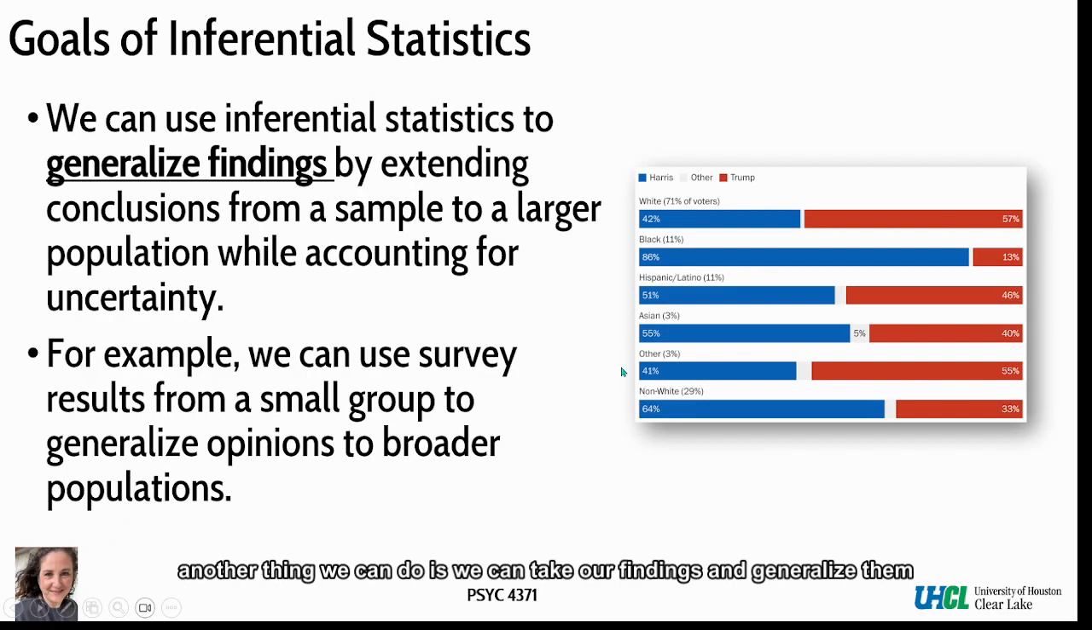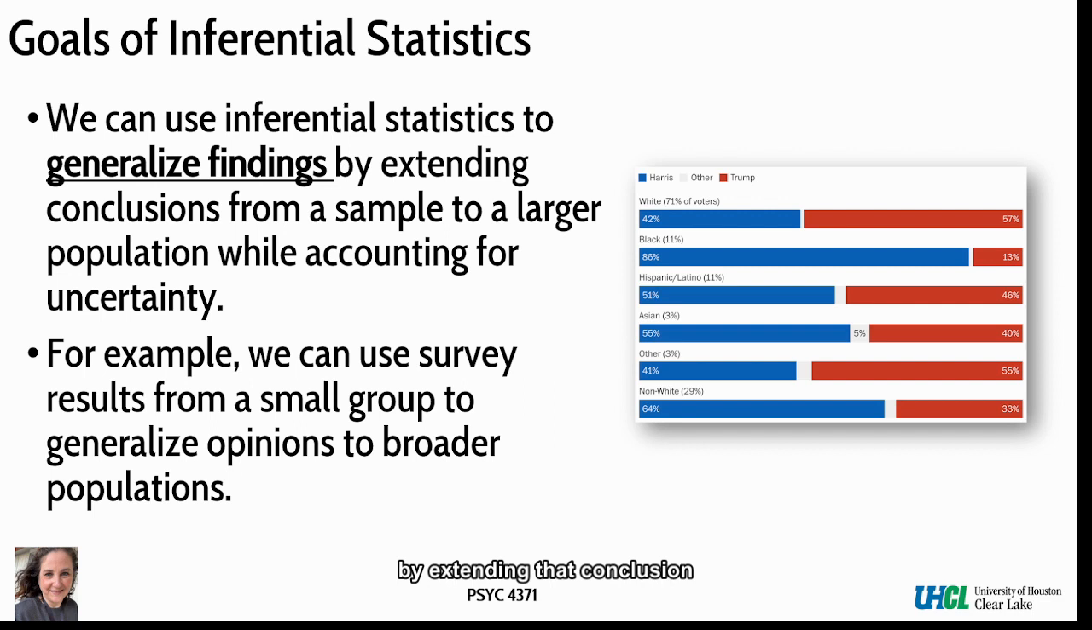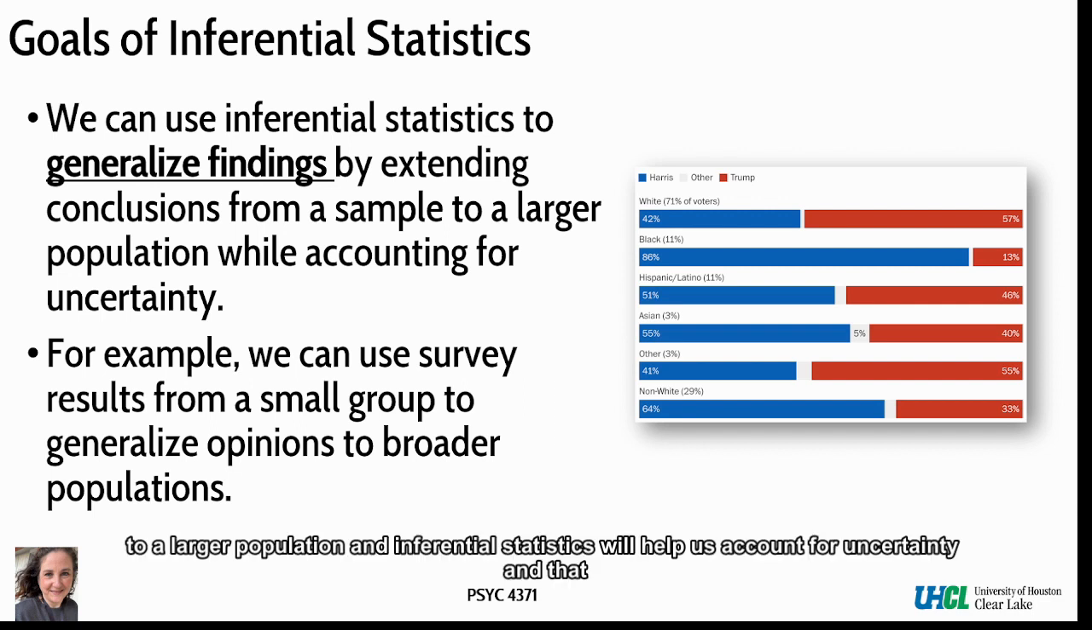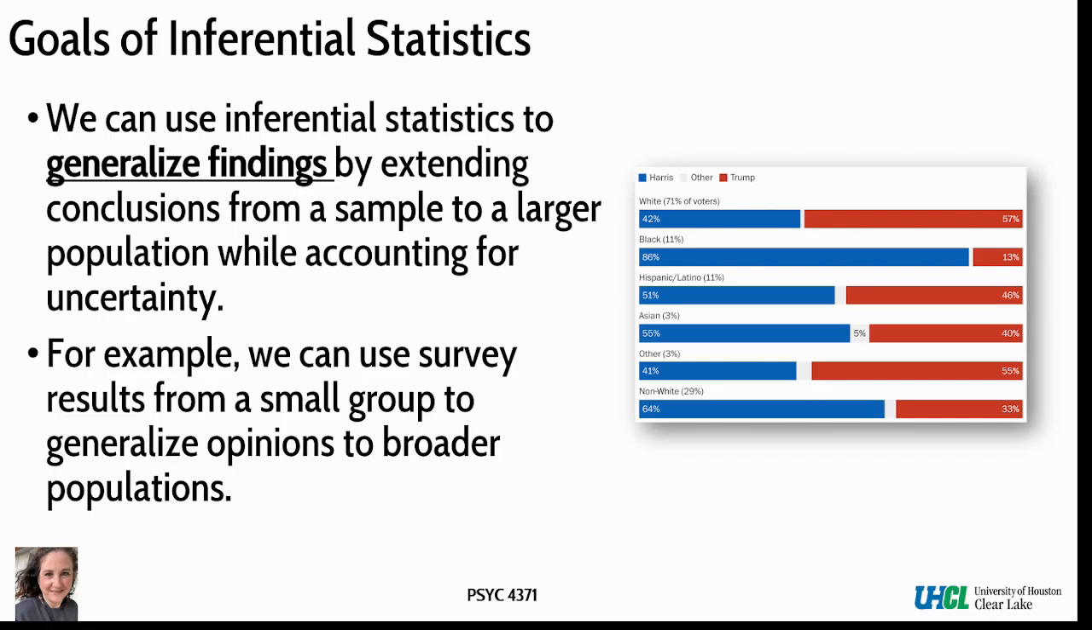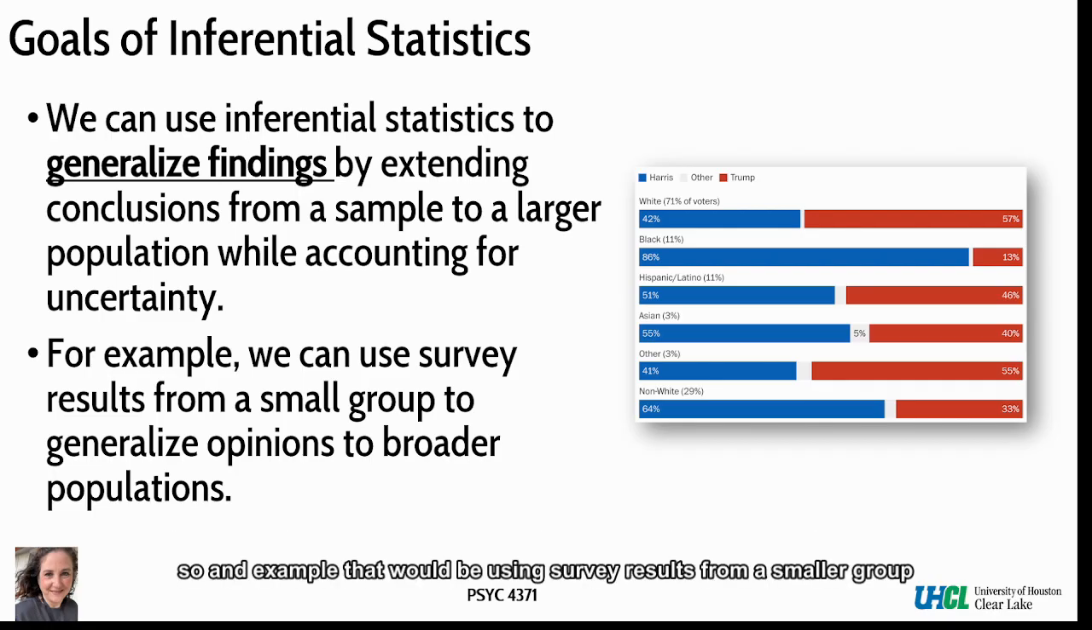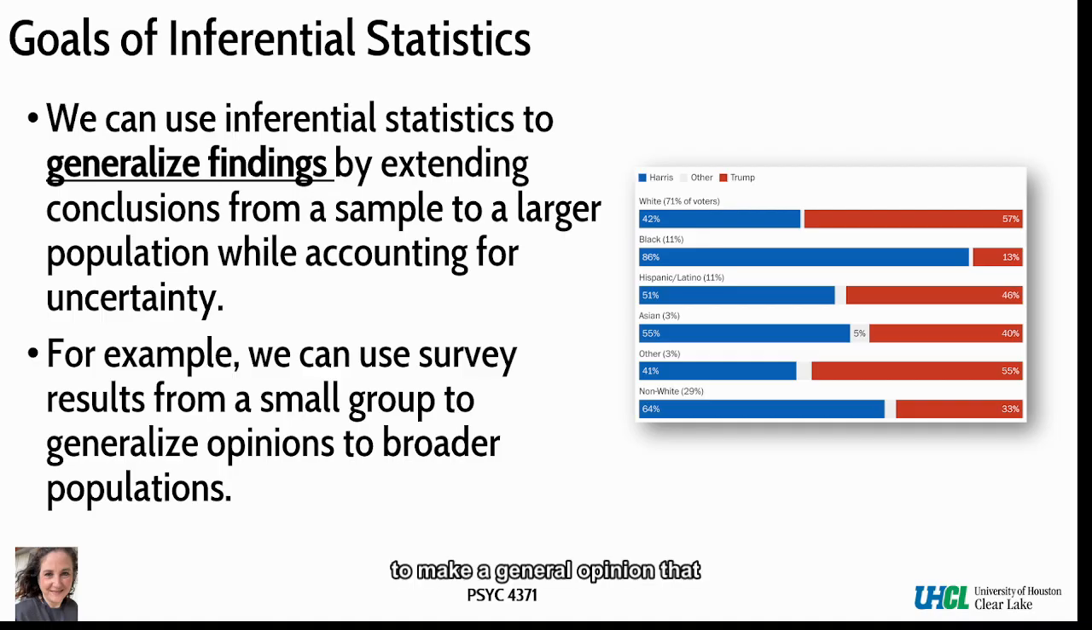Another thing we can do is we can take our findings and generalize them by extending that conclusion to a larger population. And inferential statistics will help us account for uncertainty in that. So an example of that would be using survey results from a smaller group to make a general opinion that's applicable to that broader population that we're pulling it from.